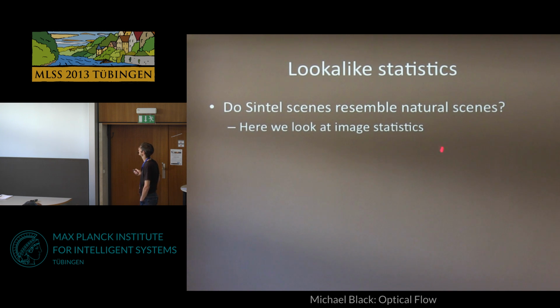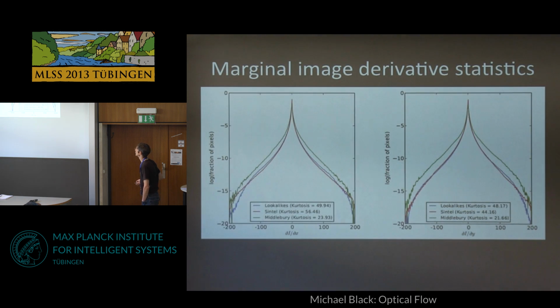And so then we started asking about the natural statistics in these scenes. We looked at the image statistics. For example, one thing people look at is the marginal image derivative statistics. This is the log histogram of horizontal and vertical derivatives of the image intensity function in Sintel, which is the red line, and in the lookalikes, which is the blue line. And they line up pretty well.